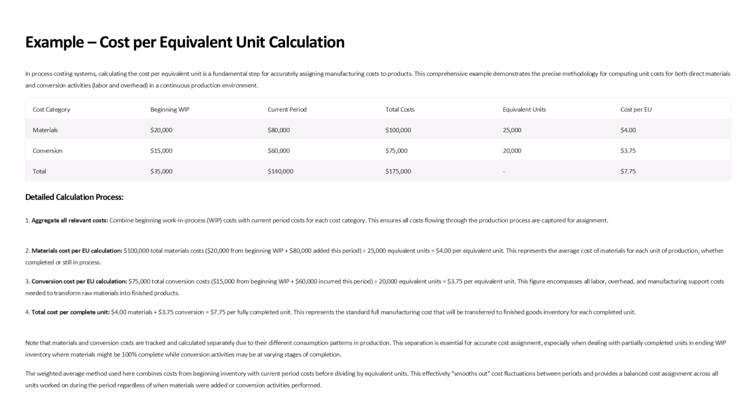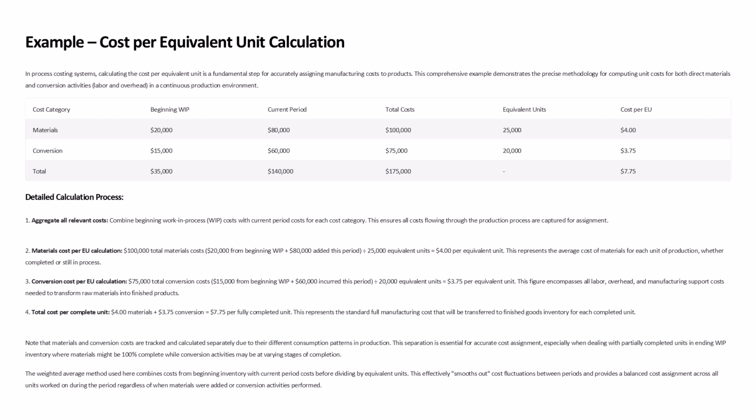Watch how we calculate the weighted average cost per equivalent unit. For materials, $20,000 plus $80,000 divided by 25,000 EUs equals $4 per equivalent unit. For conversion, $15,000 plus $60,000 divided by 20,000 EUs equals $3.75 per equivalent unit. Total cost per equivalent unit equals $4 plus $3.75 equals $7.75. Picture a company like Ocean Spray performing these calculations to determine how much each equivalent bottle of juice costs to produce through its blending and bottling departments.